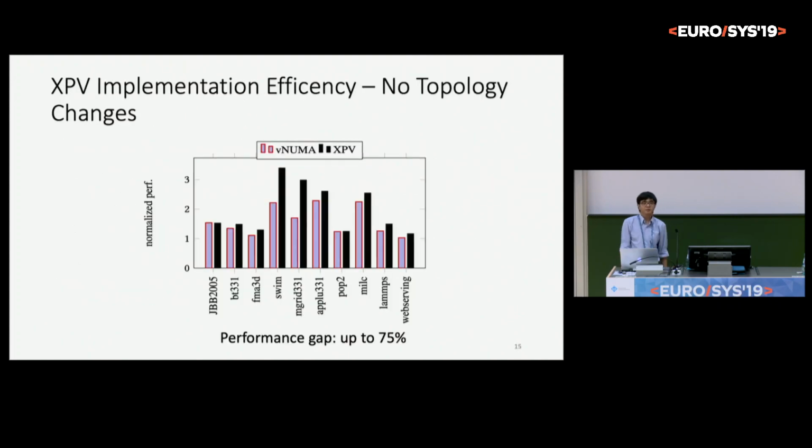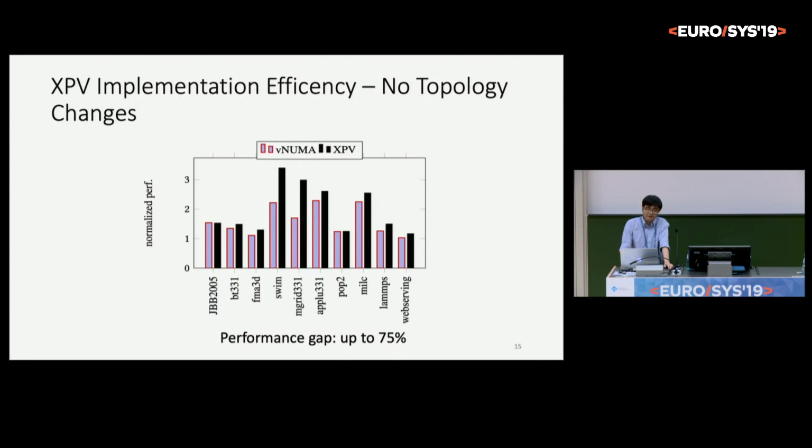First, we compare XPV with vNUMA, in the case where there is no topology change. Here we see that XPV is somehow better than vNUMA. This can be up to 70% different in terms of performance.